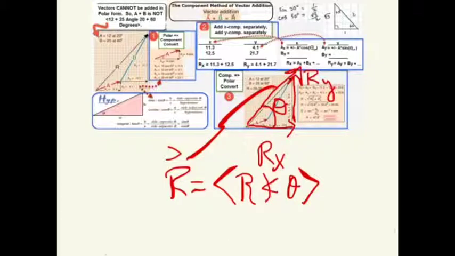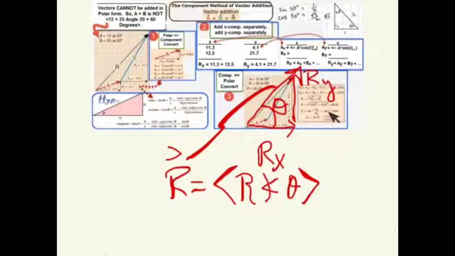So we note that the angle theta has an opposite side that is R sub y. It has an adjacent side that is R sub x. We understand that the tangent function is the opposite side over the adjacent. However, we do not want the tangent. We do not want the ratio of R sub y to R sub x. We want the angle whose tangent is R sub y over R sub x. And so that's an inverse trig function.